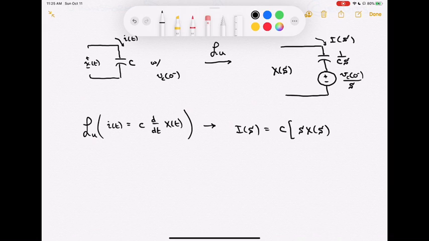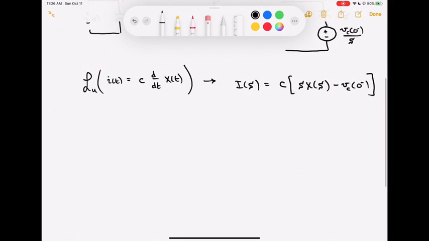That's the kind of special property of derivatives with the unilateral transform. So I get that minus VC at 0, something like that. Now, if I just write this in terms of what is the voltage, x of s, I can rewrite this whole equation. So I'm going to simplify and solve this for x of s. If we do that, it's pretty straightforward in this case.